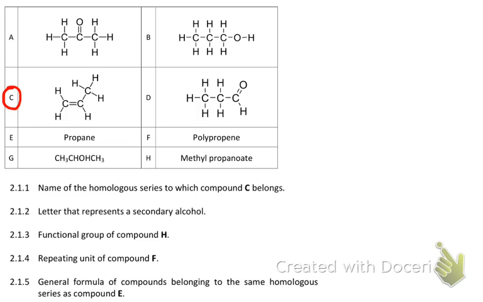There's compound C, and we can see it's got a carbon-carbon double bond, so that means the homologous series is the alkenes. 2.1.2: The letter that represents a secondary alcohol. Compound B has got an OH group, so that's an alcohol. And compound G also has an OH group.